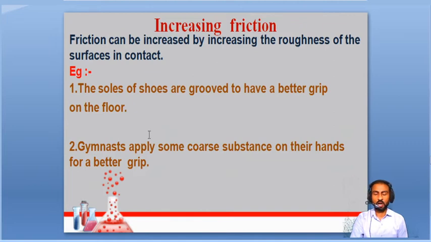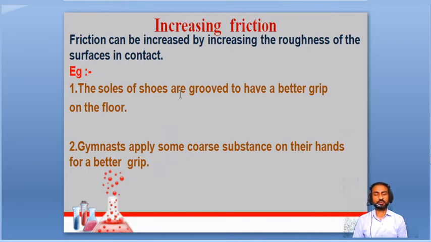Now, how can we increase the friction? Why is it necessary? Because if friction is not there, we are not capable of movement. So friction we need to increase. Friction can be increased by increasing the roughness, as we have discussed in the starting. By increasing the roughness we can increase the friction.